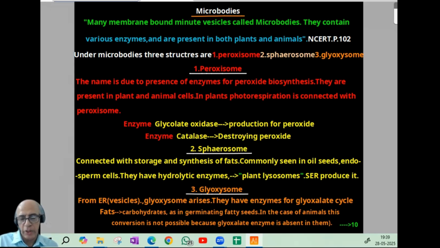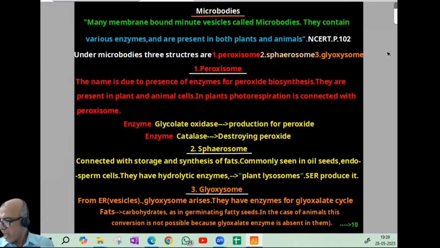What is meant by that? You may study in zoology still, the conversion of fat to carbohydrates, as in germinating fatty seeds. In animals this conversion is not possible because the glyoxylate enzyme is absent, which was a previous NEET exam question. So on the animal side, fat to carbohydrate conversion is not possible because the glyoxylate enzyme is absent in them.